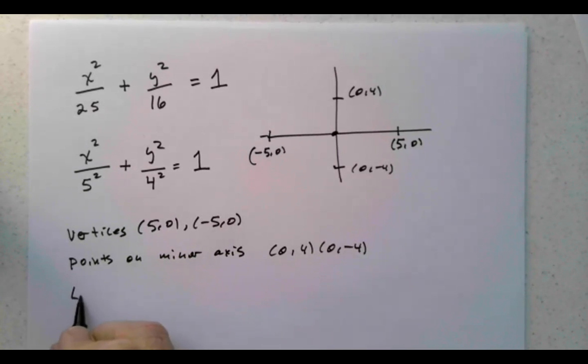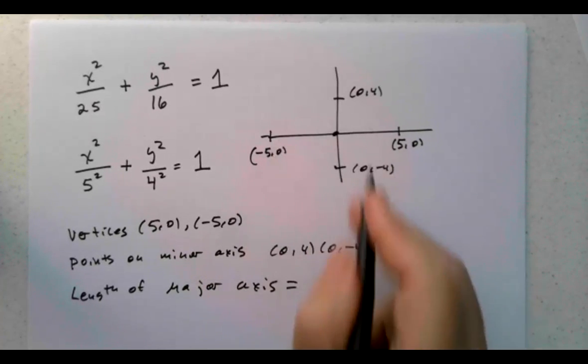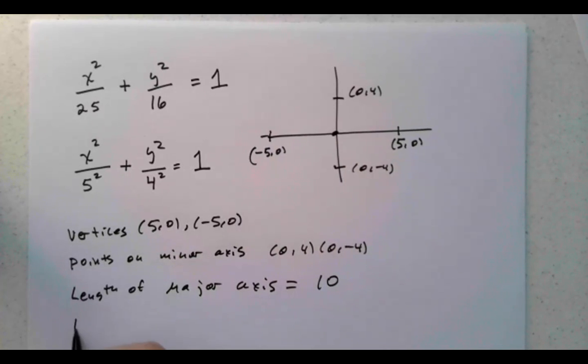Length of the major axis, well, it's 5 in either direction. So the length of the major axis is 5 plus 5, which is 10, and the length of the minor axis is 4 plus 4, which is 8.